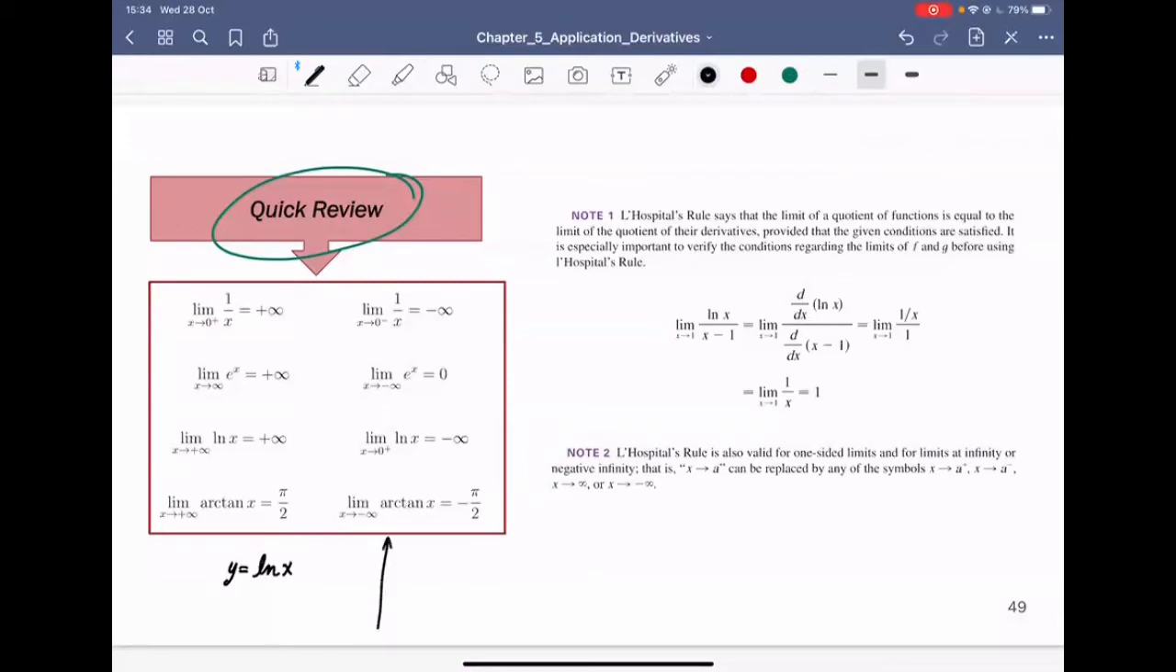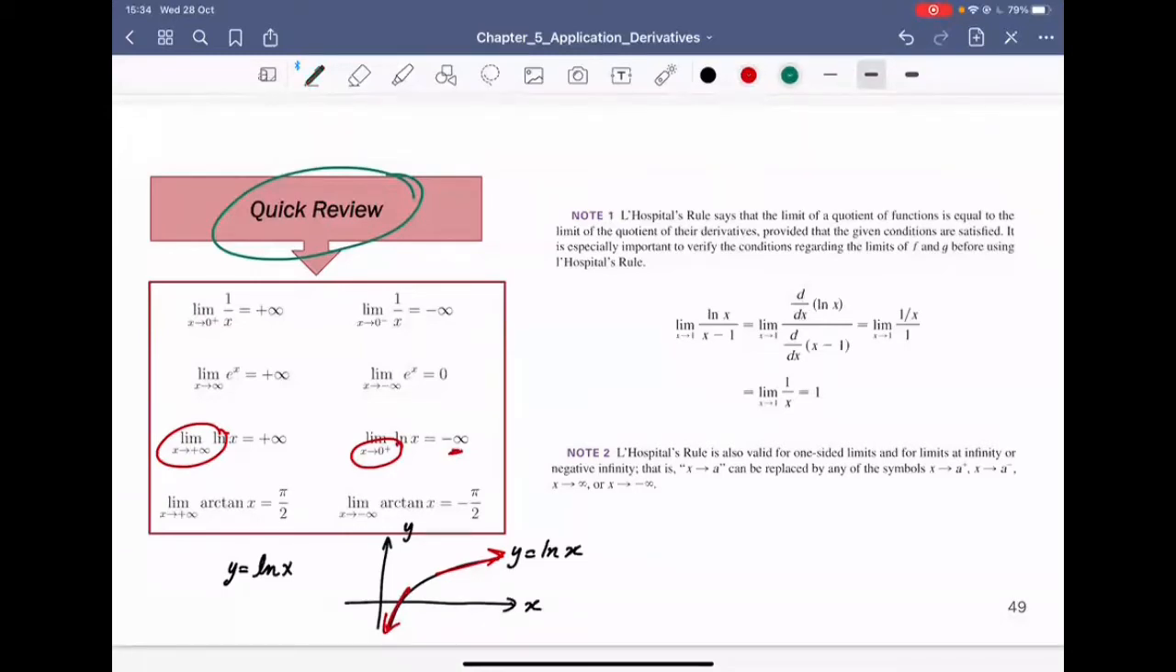So keep in mind that when you have the graph y equals x here, the graph y equals log x is like that. When you compute the limit as x goes to plus infinity, you're going to get plus infinity. When you take the limit as x goes to 0 from the right, you're going to get negative infinity. This is the one that students usually make a mistake on.